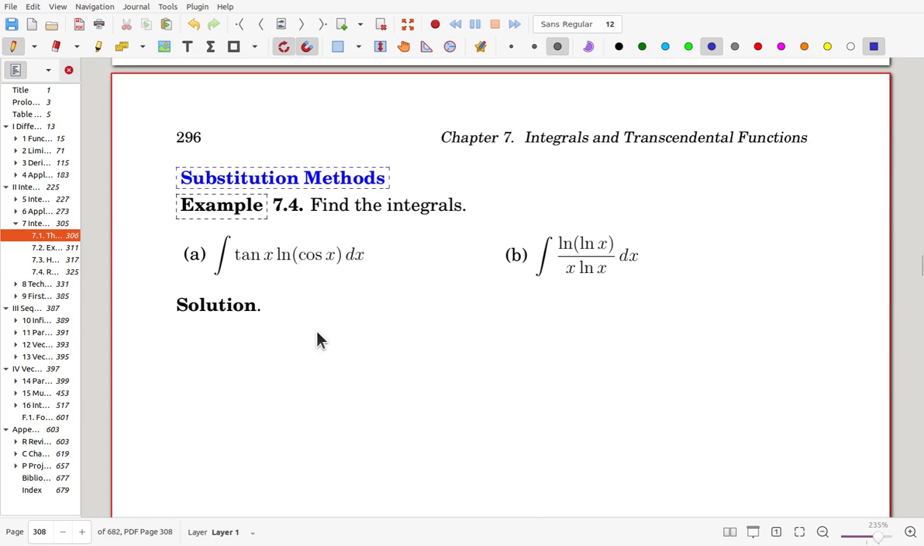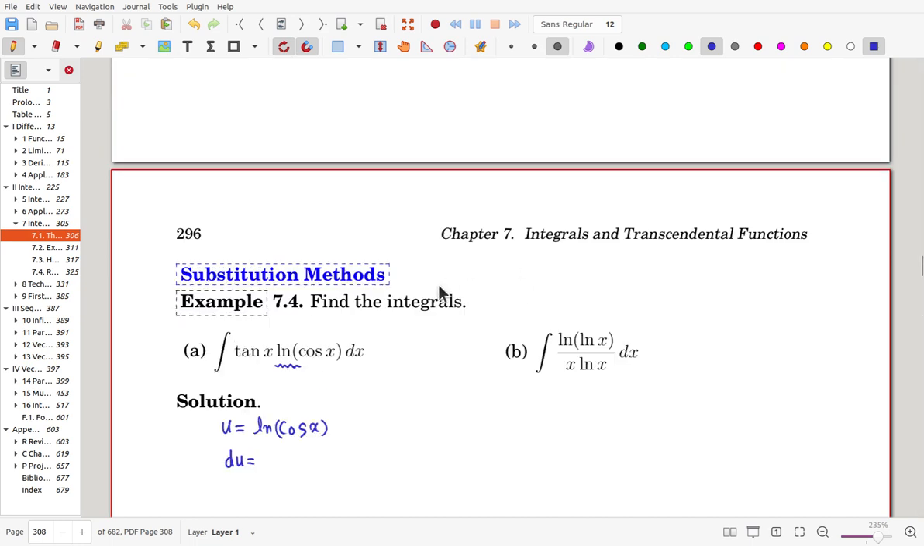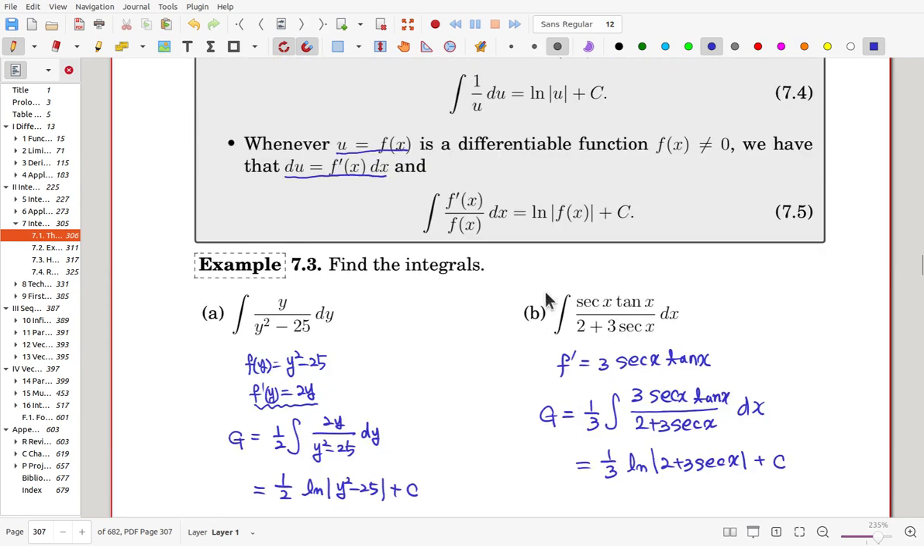Okay, now we'll practice substitution methods here. For this integral, we may start with u substitution, where u becomes the logarithm of cosine of x. Then du will be here now. And here the substitution is along with logarithm, so that in fact we are practicing right now. Here, the derivative of logarithm f is the same as f prime over f.